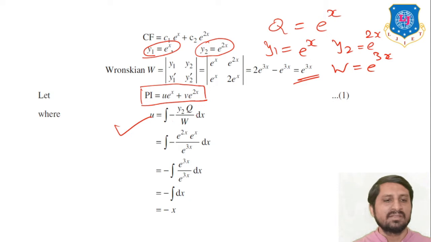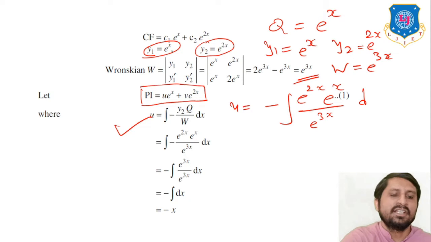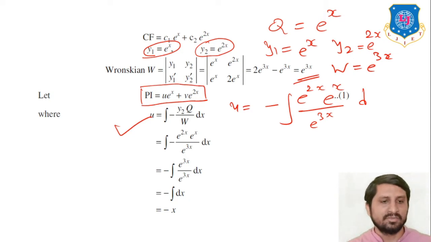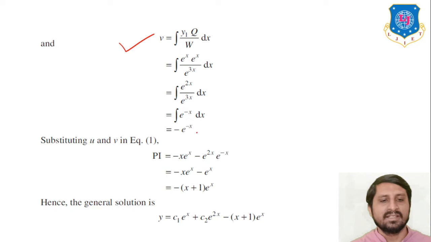So u is minus integration of y2, which is e raised to 2x, times q, which is e raised to x, upon w, which is e raised to 3x, dx. So e raised to 3x upon e raised to 3x is 1, and the integration of 1 gives minus x. Similarly we can find v: integration of e raised to x upon e raised to 3x, that is e raised to minus x, and the integration of e raised to minus x is minus e raised to minus x.